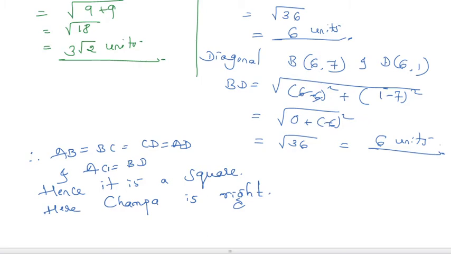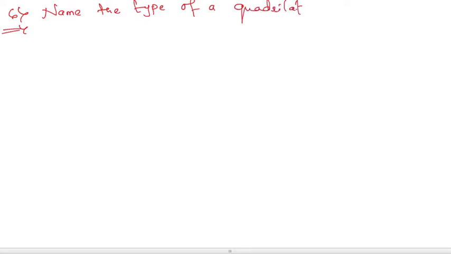Now, problem number 6. The question: name the type of quadrilateral formed.